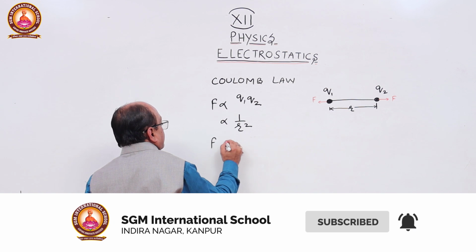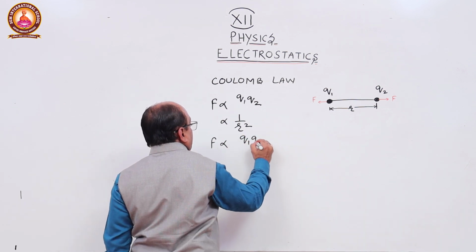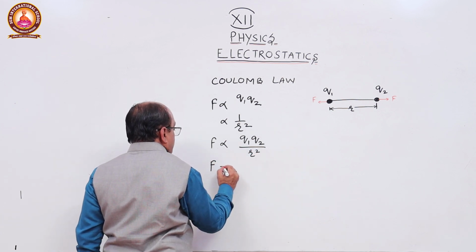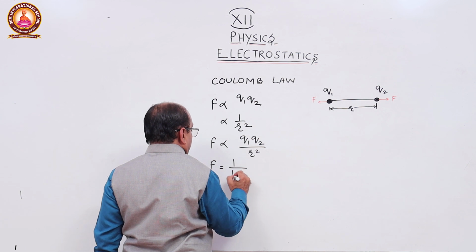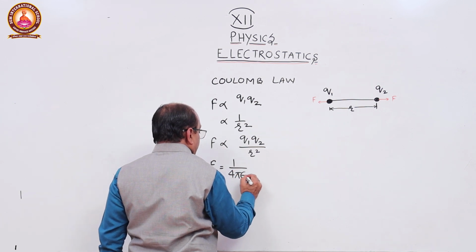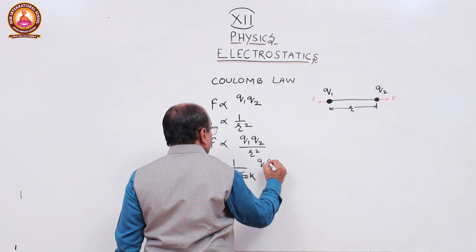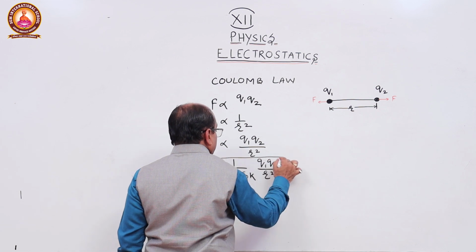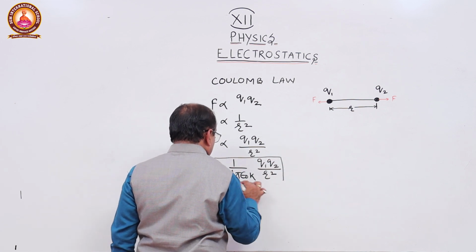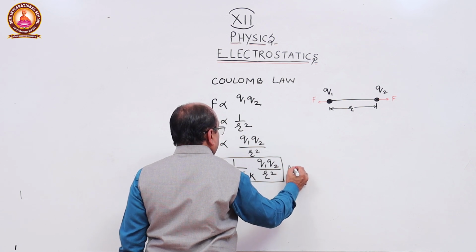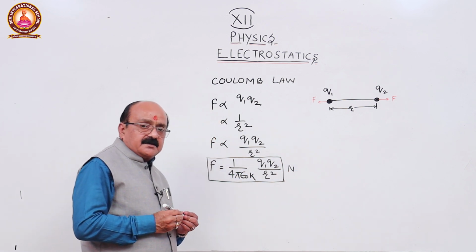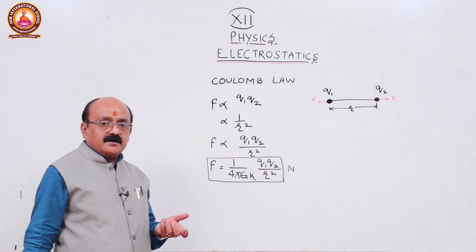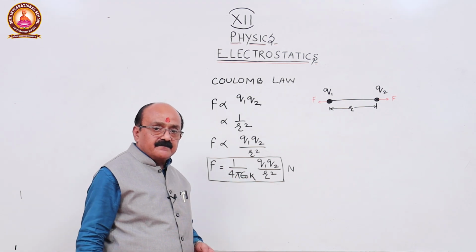When we combine them, we get F proportional to Q1 Q2 upon r square. Now we put a constant here, that is 1 upon 4 pi epsilon naught, k Q1 Q2 upon r square. This is the entire Coulomb's law formula. The unit is Newton. This is a basic formula. Now we are studying this formula in depth.